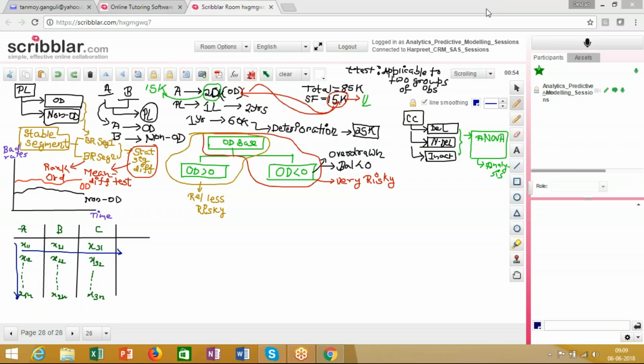Now, if there are other areas I feel need to be discussed, like more of segmentation and decision trees, we'll do that on Saturdays and Sundays, or we start off with scorecard development.